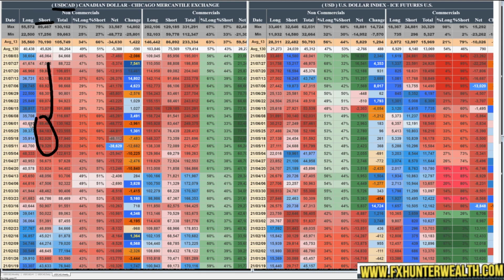What we cannot see yet is any big building of long positions. However, what we can see here is that they started to build longs from 22 to currently 46, and in the last 2 weeks they dropped these longs again.